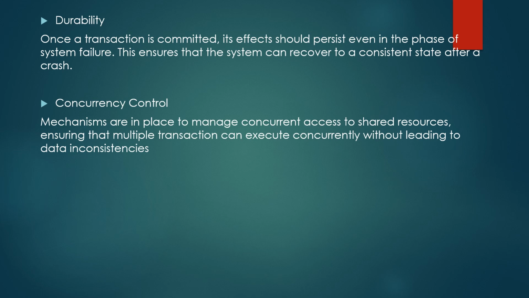Then concurrency control mechanisms. These mechanisms are in place to manage concurrent access to shared resources, ensuring that multiple transactions can execute concurrently without leading to data inconsistencies. So concurrency controls are just the mechanisms we use to manage concurrency of executions of transactions. Let's assume there are continuous transactions taking place.